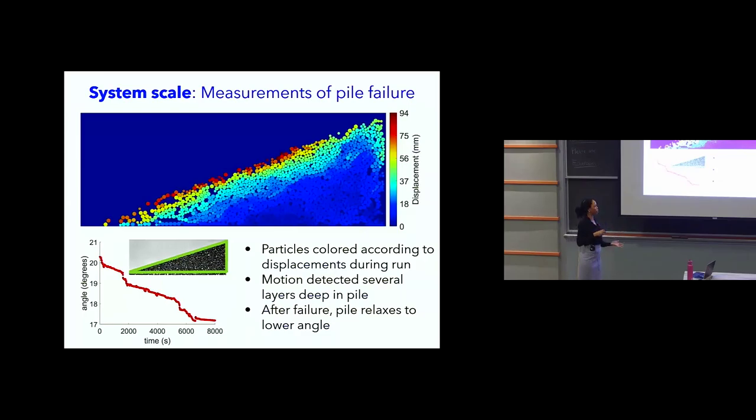As we're tracking these displacements, we simultaneously look at different features of the system, like the pile's angle, the angle that the pile makes with the surface. That's what's plotted here as the pile's angle as a function of time over the course of an experimental run. The grains here are colored by their displacements, and as the displacements occur, we find that the pile relaxes with each creep or failure event to lower pile angles.